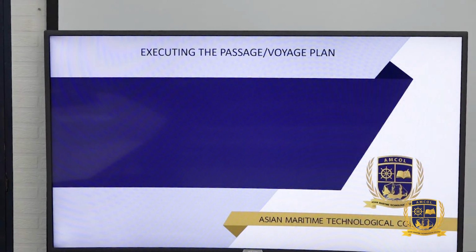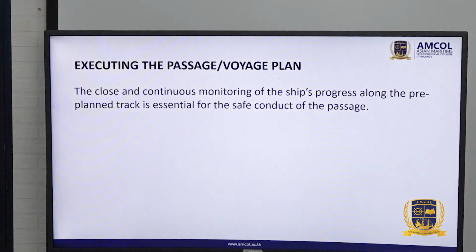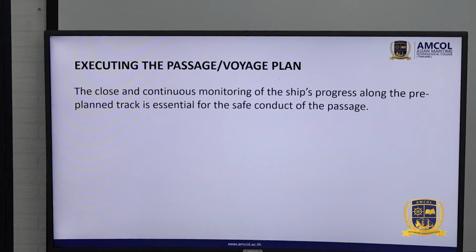The third stage is execution. That means actually executing the plan, actually going ahead and doing what you have planned. So, executing the plan, close continuous monitoring of the ship's progress along the pre-planned track is essential for the safe conduct of the passage.